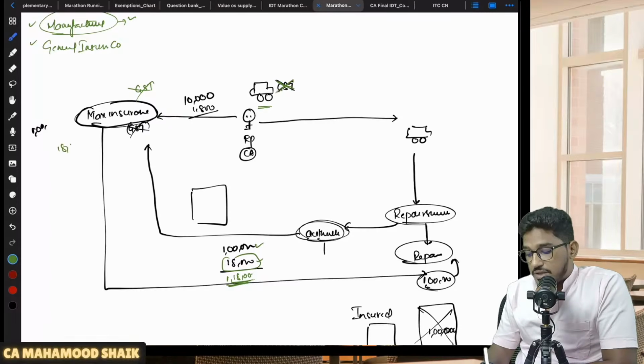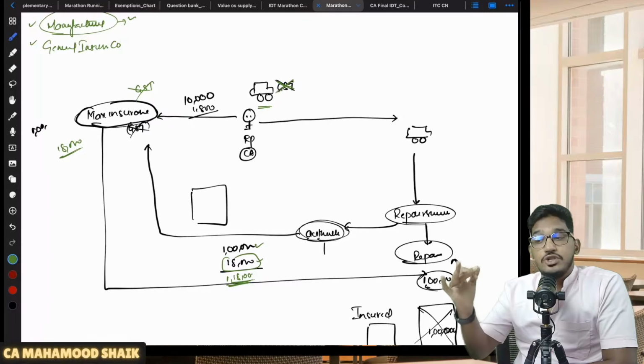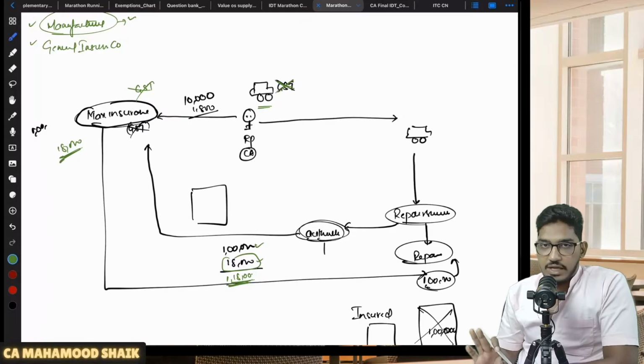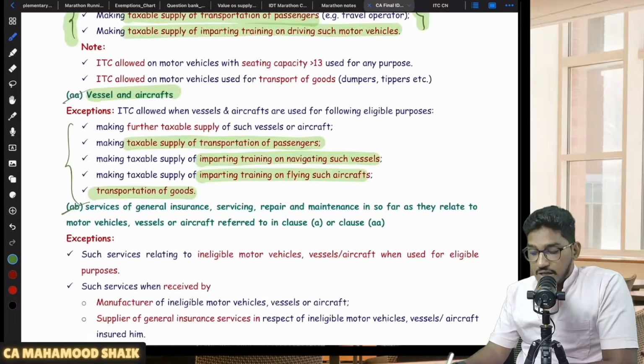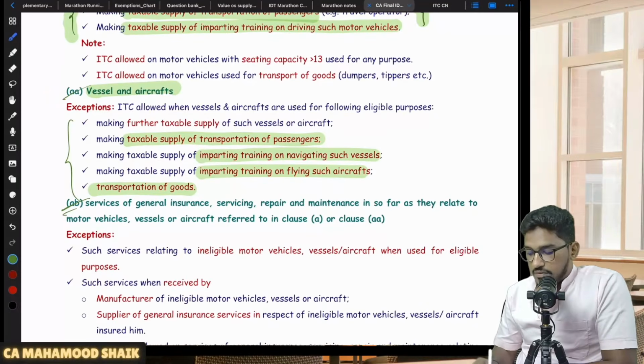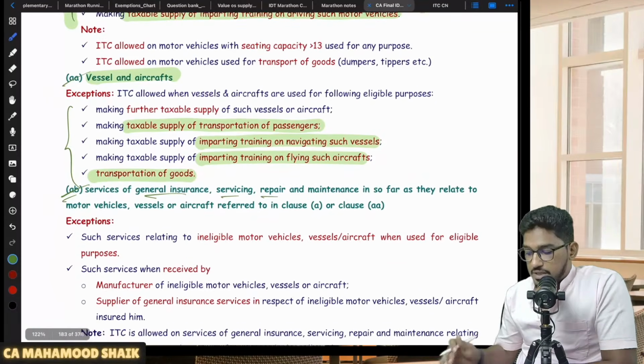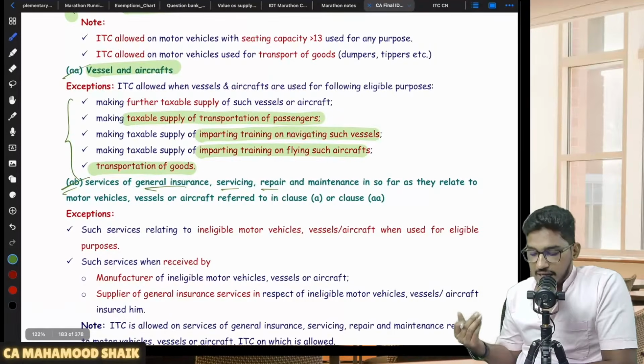Yes, Max Insurance can claim the ITC of that 18,000 rupees. Why? Because they are incurring that cost in respect of the vehicles they have insured. So they can take the ITC of that. Understood? Clear? So that is the third point: services of general insurance, servicing, repairs and maintenance insofar as they relate to motor vehicles, vessels or aircraft.